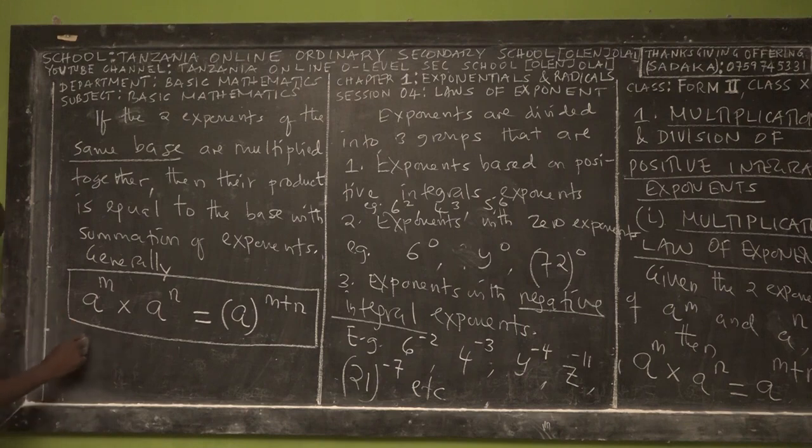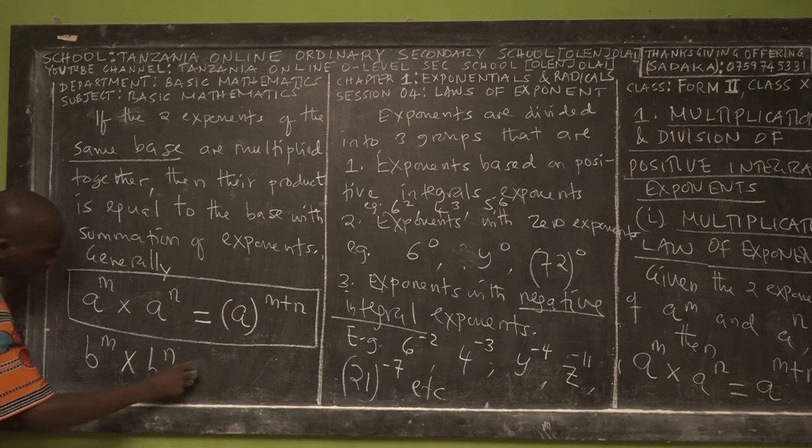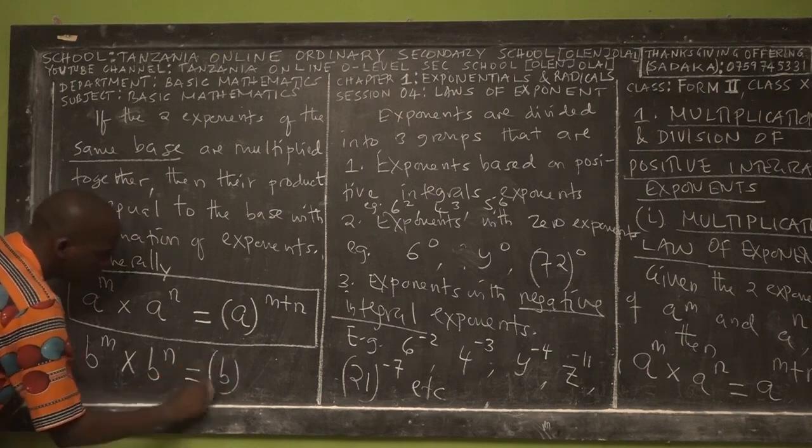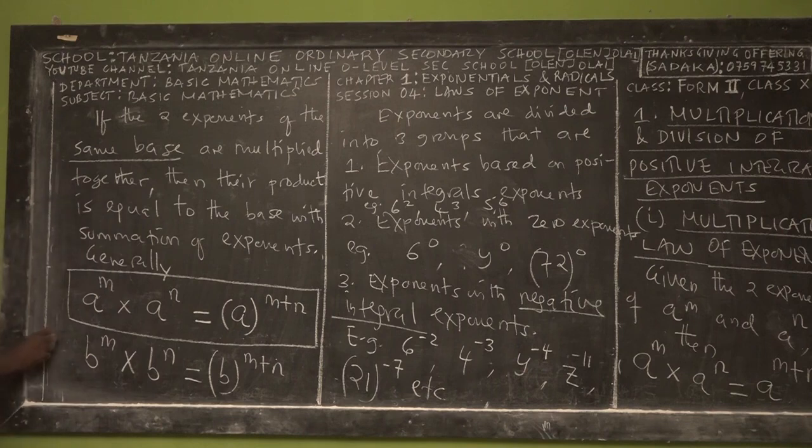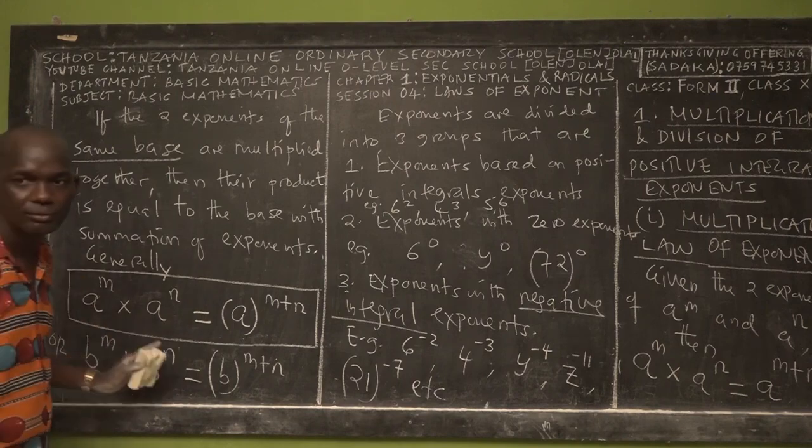Even if the base is b, b power m multiplied by b power n, the answer is still b power m plus n. So don't worry about the base. Remember that the base should be the same.